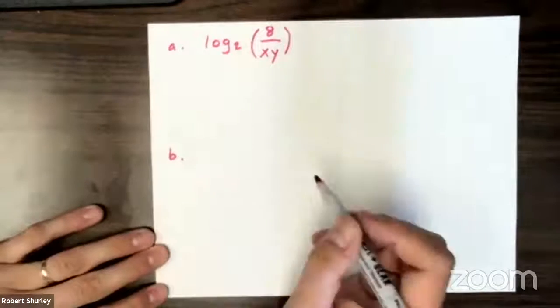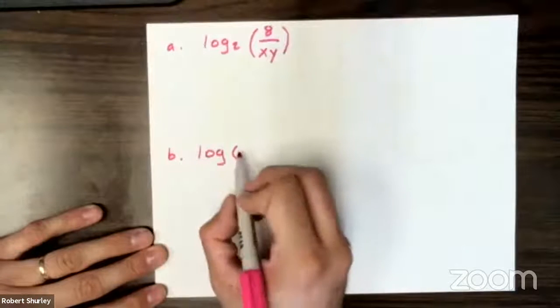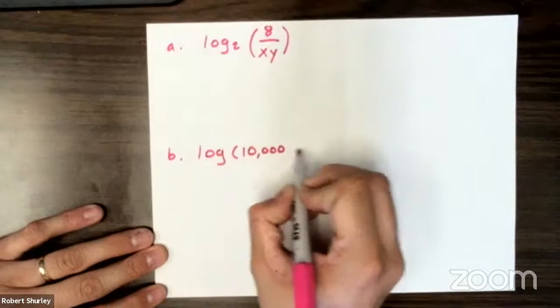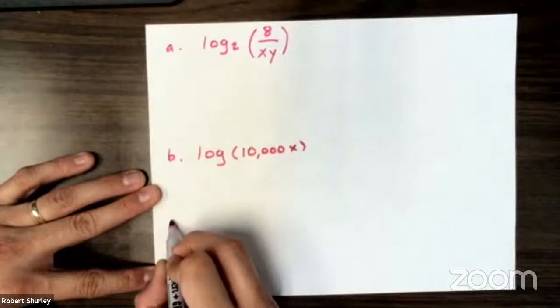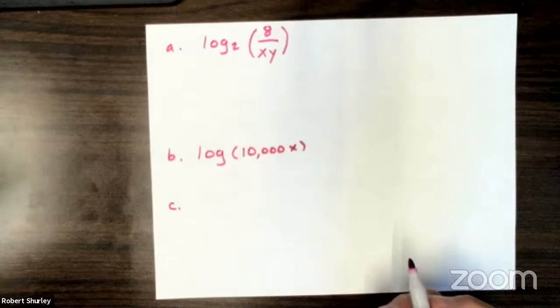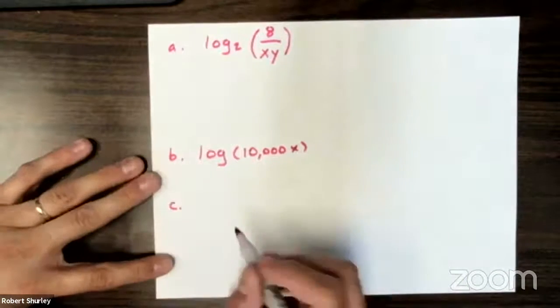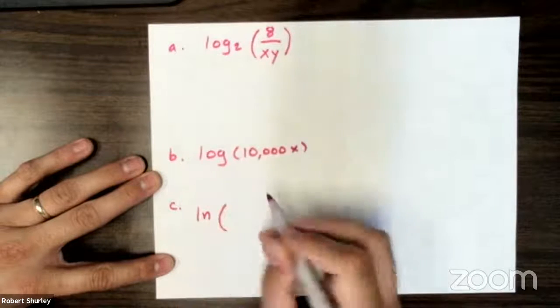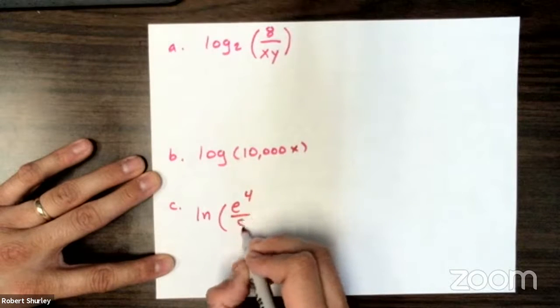Okay. Yeah, this is number 6 in your homework. Log of 10,000x. And then, since that one's going to be a little easier, let's do one here. Okay. This is number 14 in your homework. Ln of e to the 4th over 8.